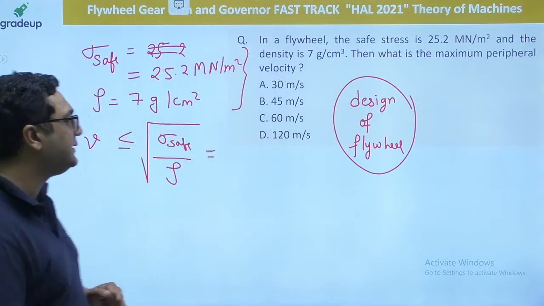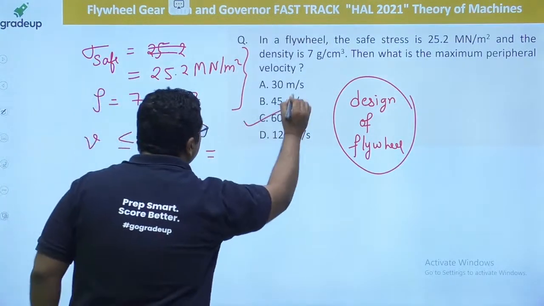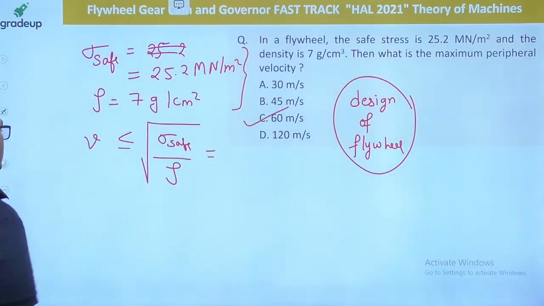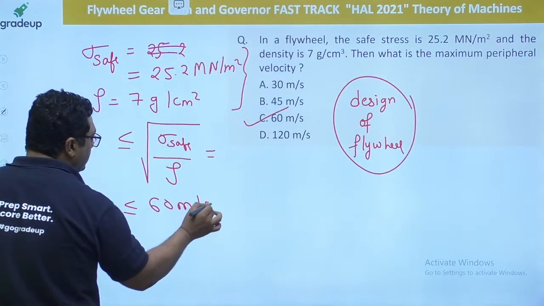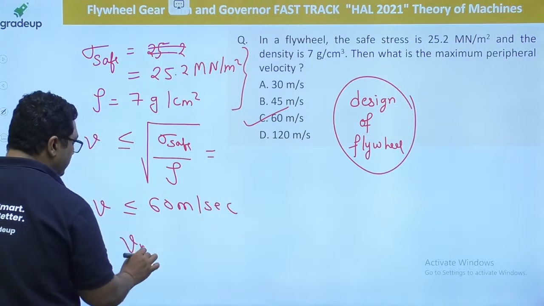Okay, Aditya is saying C. Yes, C is the correct one, dear. 60 meter per second will be the answer. So V is coming out to be less than or equal to 60 meter per second. So obviously this is going to be the maximum velocity.